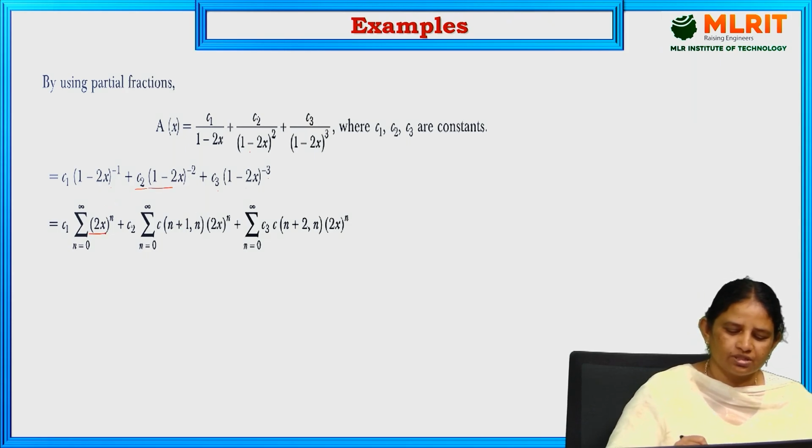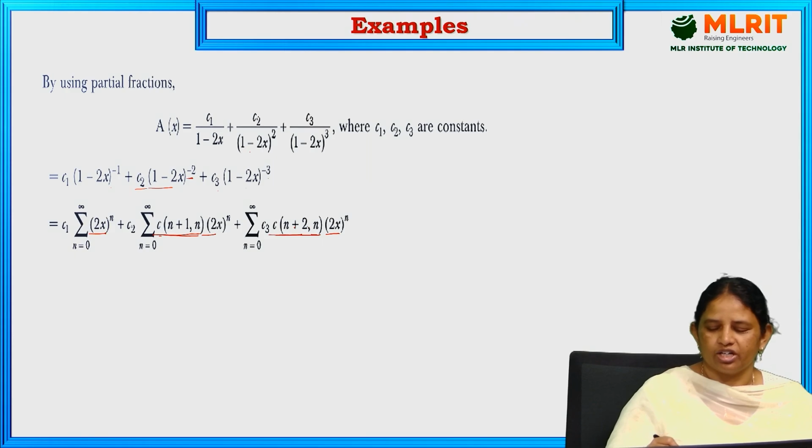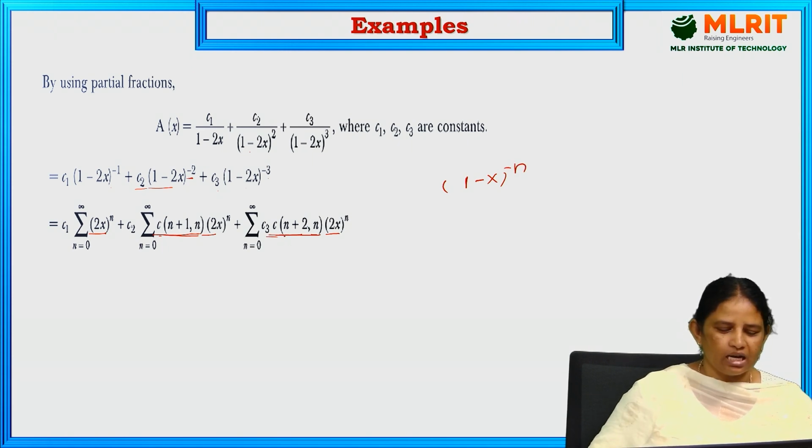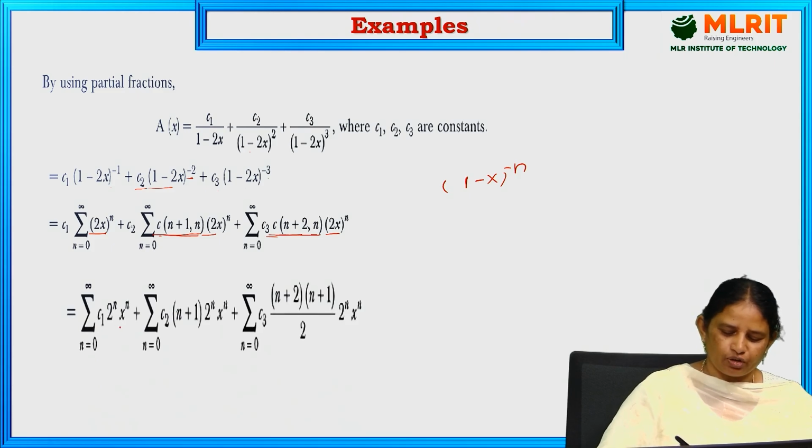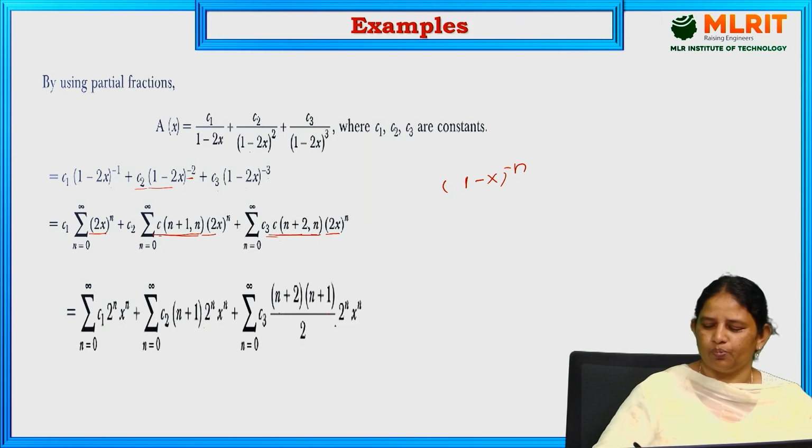This term becomes c into (n plus 1), because it is a power of minus 2, n plus 1 and n. Whereas for the third term, it is n plus 2 and n, where (2x) power n is common. This is the extra term, that is the combination of c(n plus 1) according to the formula, that is (1 minus x) whole power minus n formula, which we have to apply. These are the terms we are going to get in the recurrence relation. Then c1 2 power n, c2 2 power n into (n plus 1), then 2 power n. The formula for the third term is (n plus 2)(n plus 1) divided by 2, 2 power n x power n.